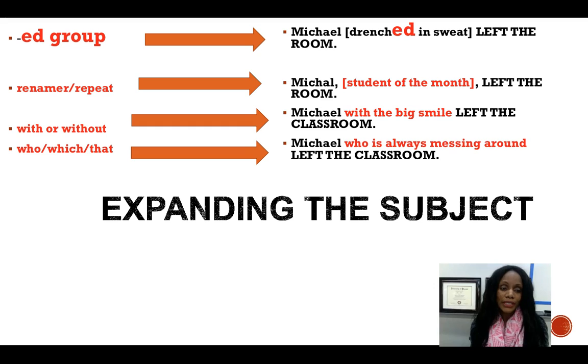And then the who, which, that group. You start it with the word who if it's a person. If it's a thing, then you start it with the word which, and then you can use anything for that. So since it's Michael, a person, we're going to begin with who is always messing around. This is a description of Michael. We are adding 5 words to the sentence to help us describe Michael. And left the classroom is the action. So again, we're going to have plenty of practice on how this works.